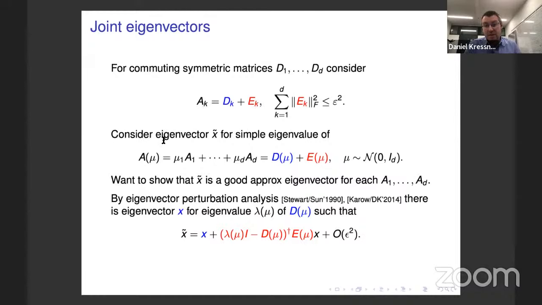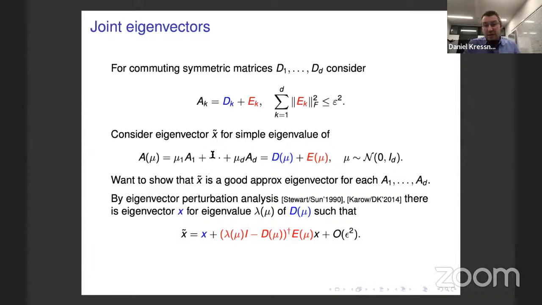Now I look at the matrices A_k, which are not commuting. I compute an eigenvector, assuming for the moment that it's associated with a simple eigenvalue, at least as epsilon goes to 0, and look at a linear combination. I look at the corresponding linear combination of D_k and E_k as well. So I decompose A(mu) as D(mu) plus E(mu).